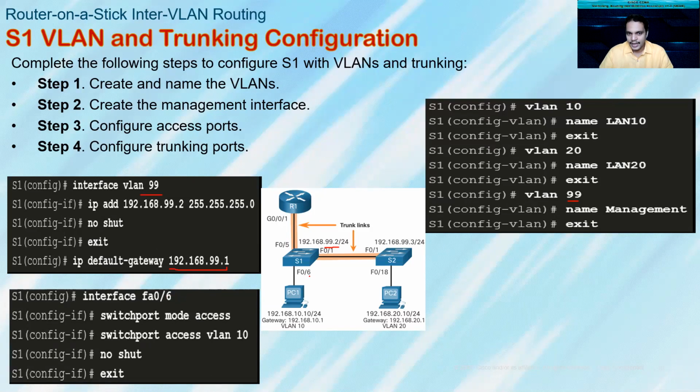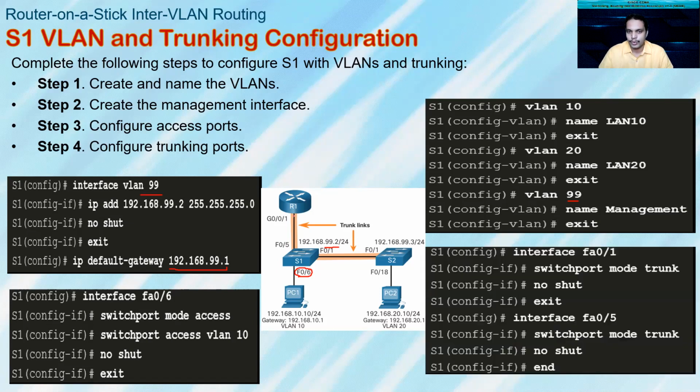In step 3, I need to assign this port F0/6 to accept traffic from VLAN 10. We all did this in module 3. So interface F0/6, switchport mode access, switchport access vlan 10, no shutdown. And finally, let's go to step 4 where we configure the trunking ports.